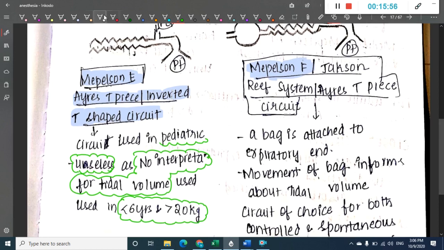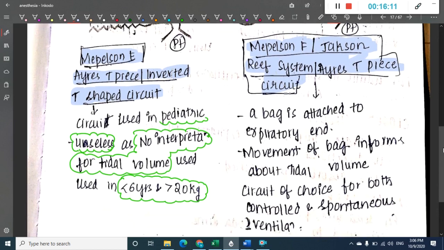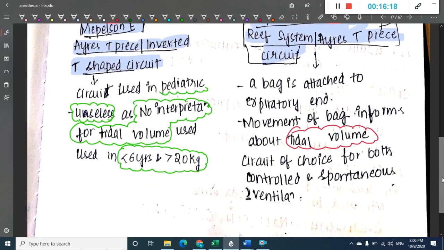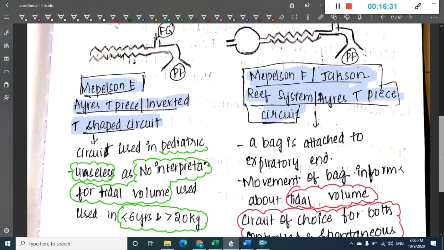Then the next circuit is Mapleson F. This Mapleson F is the Jackson-Rees system or Ayre's T-piece circuit. It has a bag attached to the expiratory end, and with this bag we can find the tidal volume. It is the circuit of choice for controlled and spontaneous ventilation in pediatric patients.